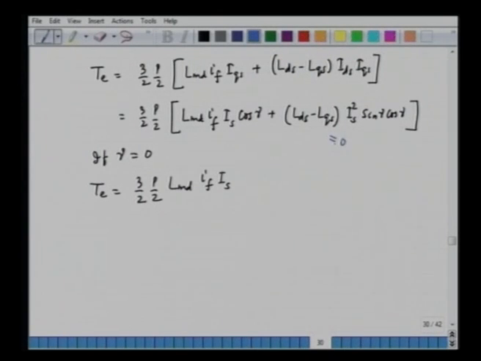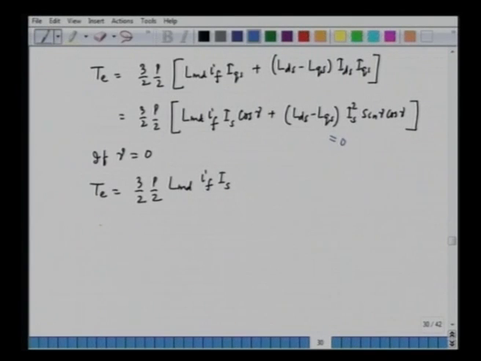The second term does not exist and we have only the first term, and in the first term what we can do here is that we can keep IF constant and we can change IS. IS is the stator current. So, we can keep the field current constant and vary the stator current and control a synchronous machine just like a DC machine, and this condition is called the vector control of synchronous machine.